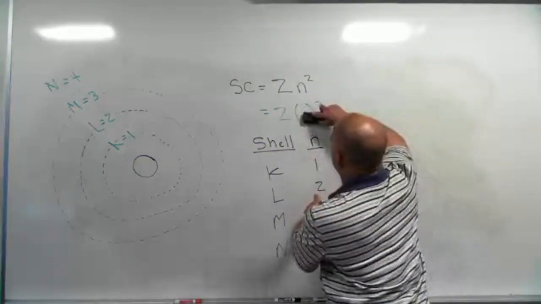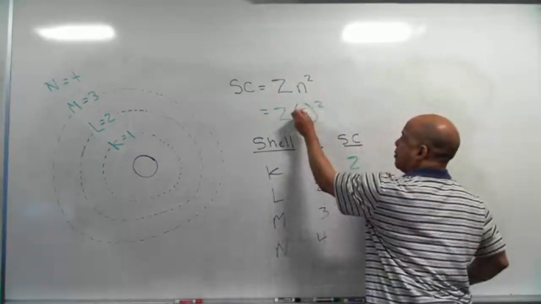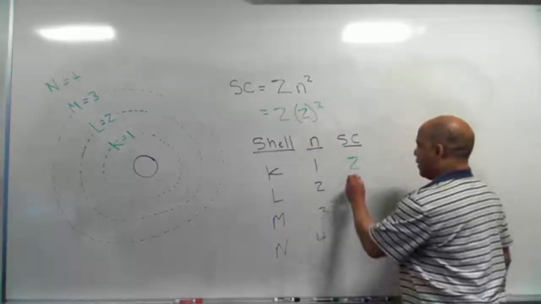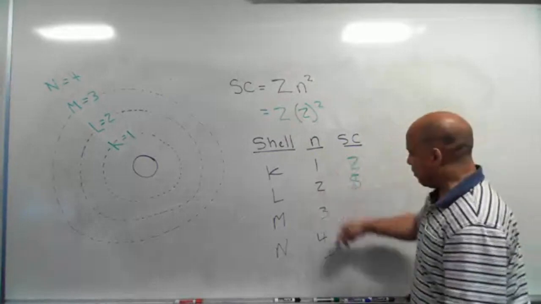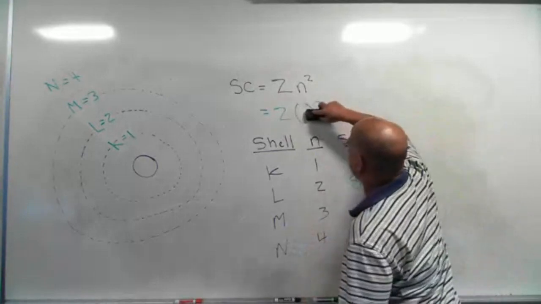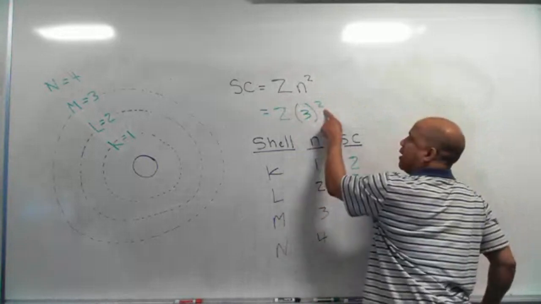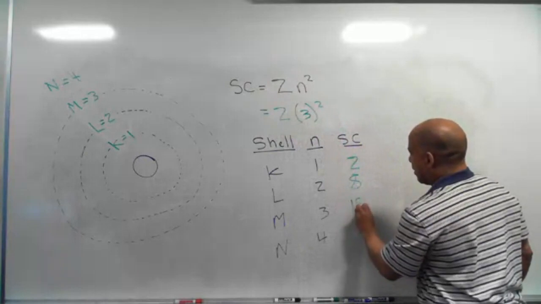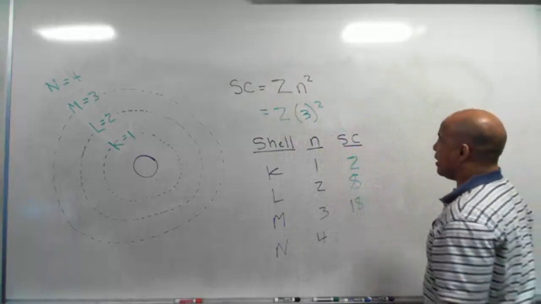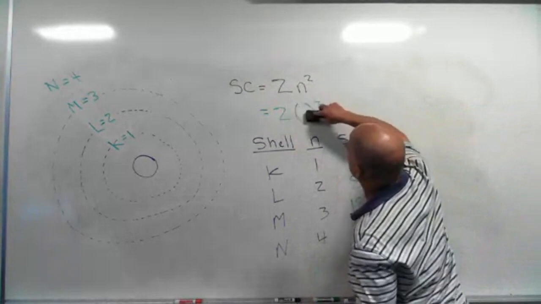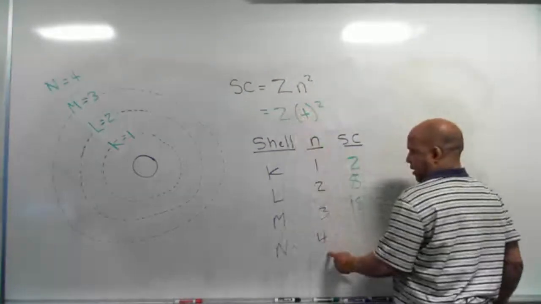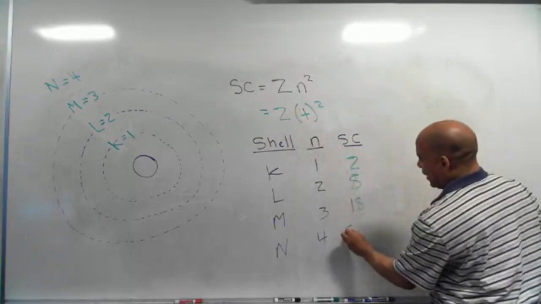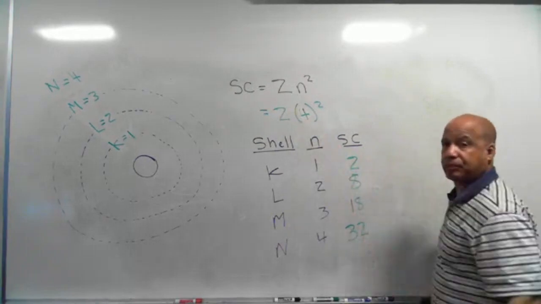What about L? Well, the shell number for L is 2. 2 squared is 4, and 2 times 4 is 8. L can hold up to 8 electrons. I can keep doing that. M is 3. 3 squared is not 6. 3 squared is 9. 9 times 2 is 18. M can hold up to 18. And last but not least, N is 4. 4 squared is 16. And 2 times 16 is 32.